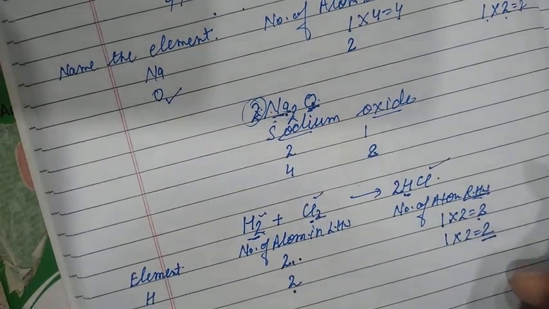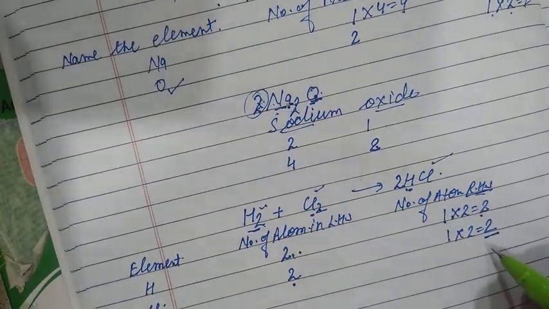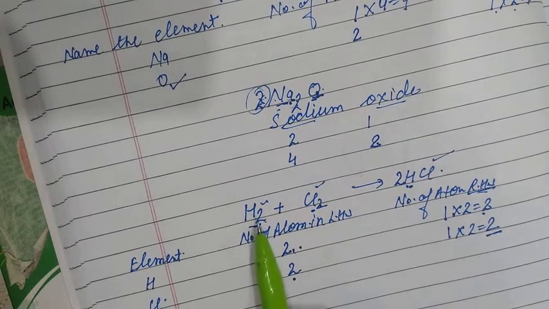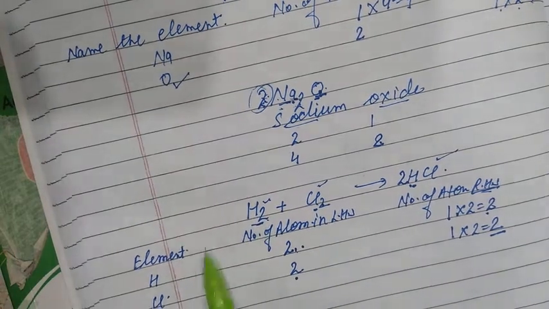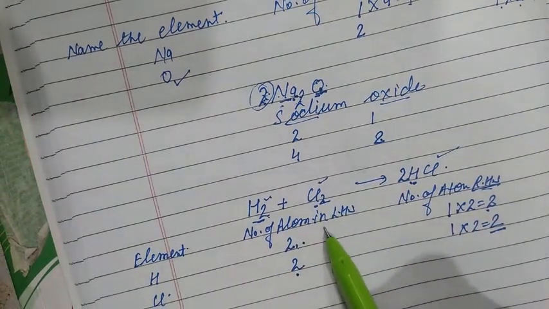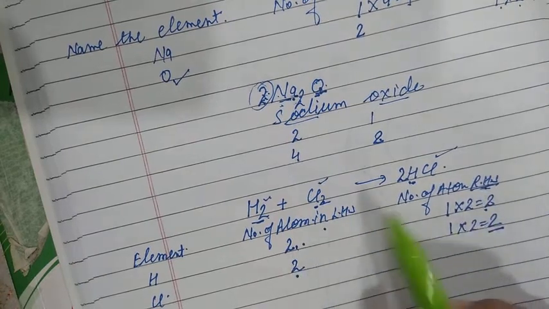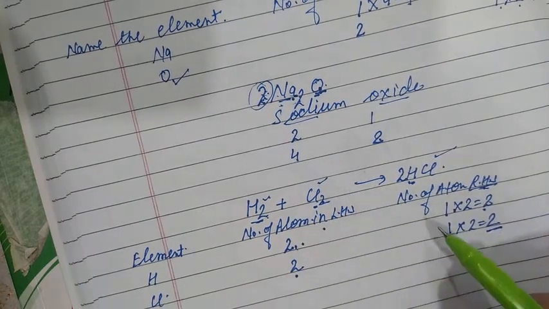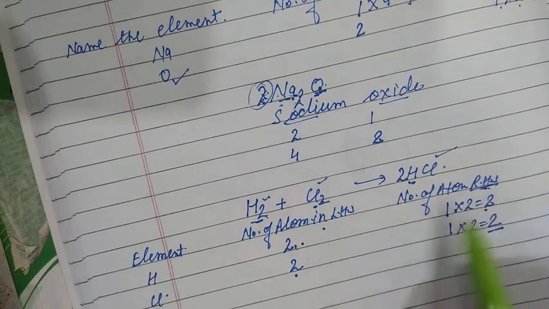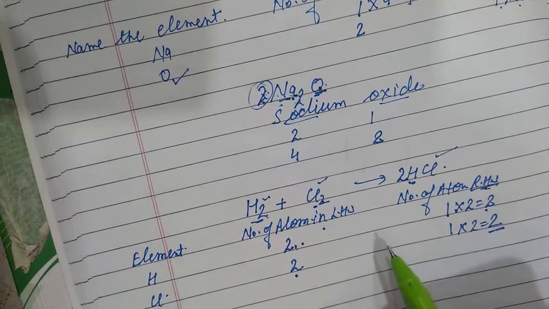You will study in higher classes about how you can balance a chemical equation. So this is a simple, easy way. First you write the element names, then count the number of atoms in LHS side and in RHS side, then multiply by 3 or 2 if you need, so you balance the atoms on both sides, then again count. Understand?